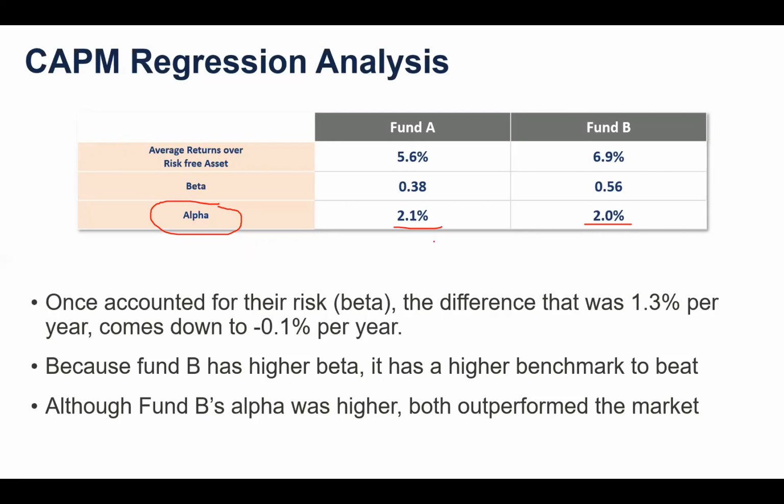Both funds here outperform the market, but when we adjust for the beta, or the risk, of Fund B, because it has a greater beta, we can say that it has a higher benchmark. Therefore, alpha on Fund B is slightly lower than Fund A, which makes Fund A have a greater proportion of excess returns over the market than Fund B, although clearly both outperform the market.